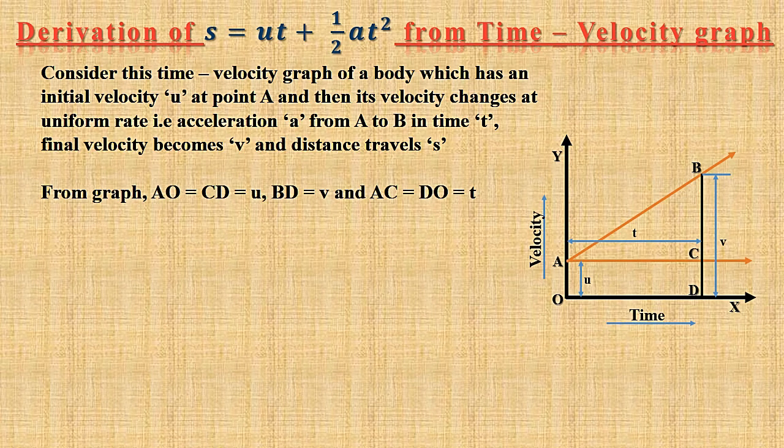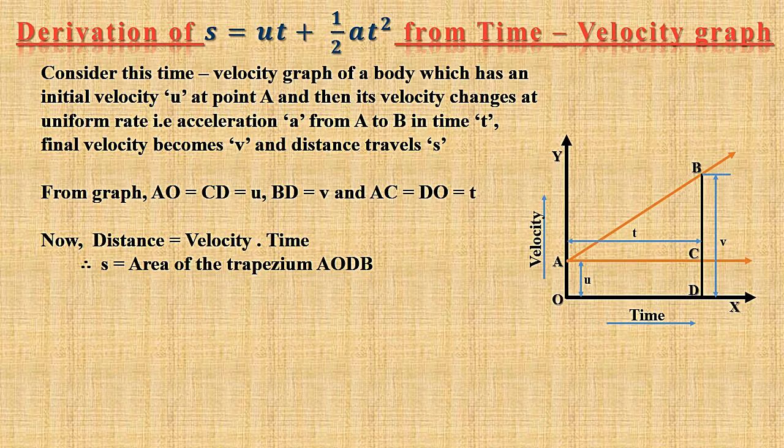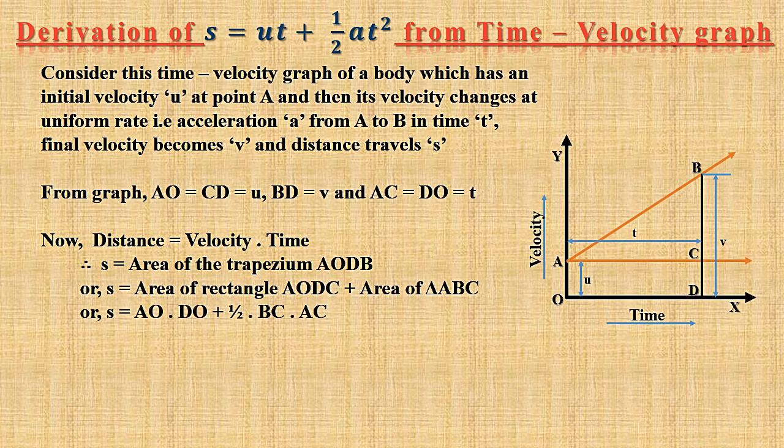AODB, and the trapezium is divided into two parts. One of them is a rectangle, which is AODC, and the other is a right-angle triangle, which is ABC. If we add both areas, then we get the required equation, that is s is equal to ut plus half at square.